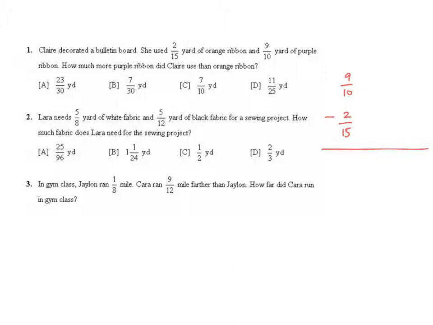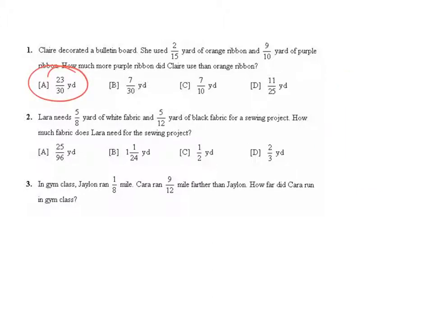Look for a common denominator of 10 and 15. I'm going to count by 15, so 15 and then 30. 30 is a common multiple, so 30 will be my common denominator. 10 goes into 30 three times, so 9/10 times 3 over 3 is 27/30. And 15 goes into 30 twice. 2/15 times 2 over 2 is 4/30. When we subtract 27 minus 4, we get 23/30. And that represents how much more purple ribbon she used than orange ribbon, choice A.